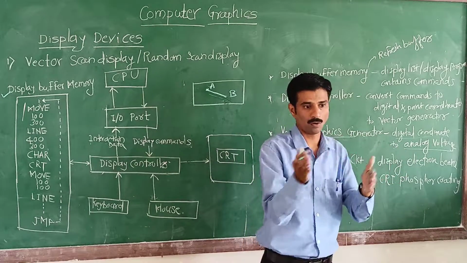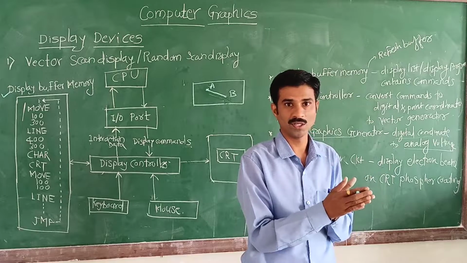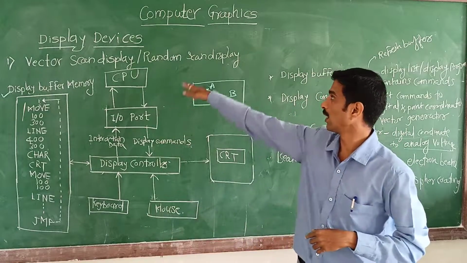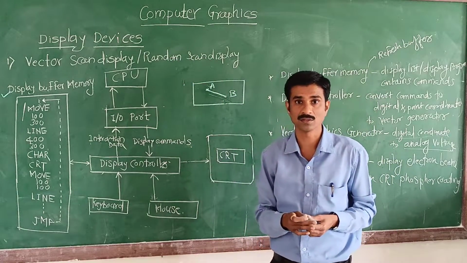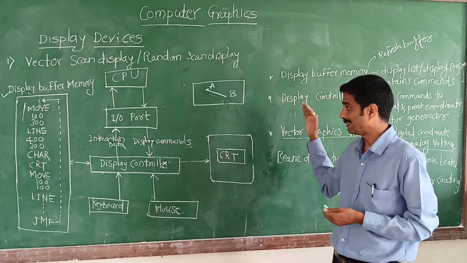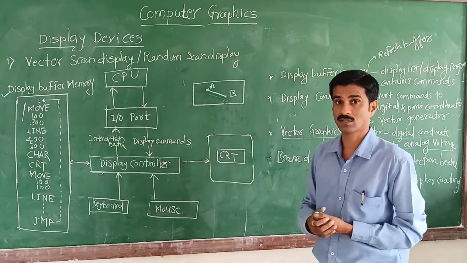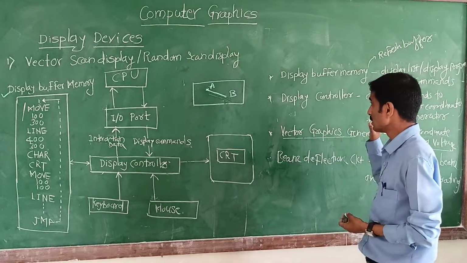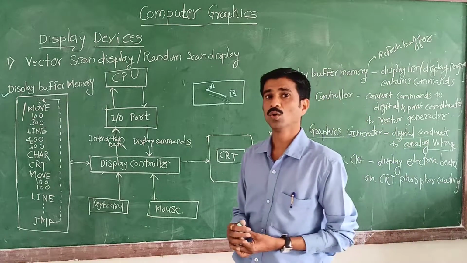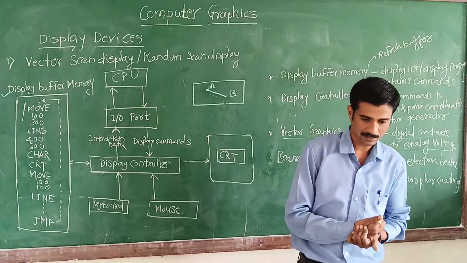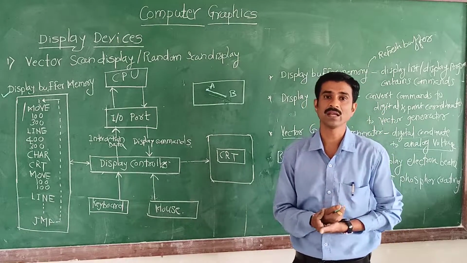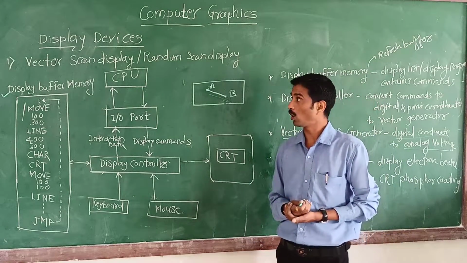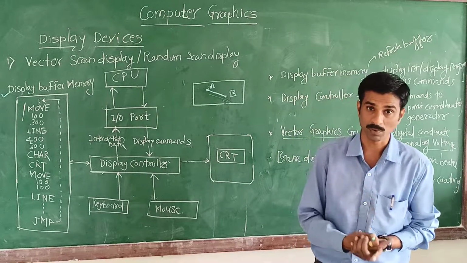It will move from one point to another point randomly. That is why it is called a random scan display. So these are the main parts of the vector scan display. There may be a question like this in your MSBT examination: explain vector scan display or explain random scan display.